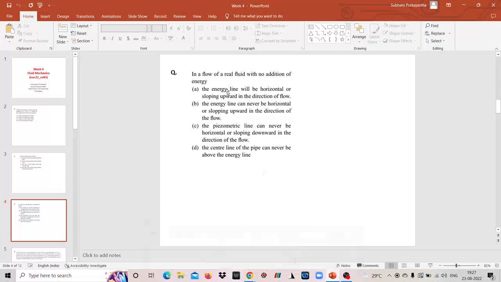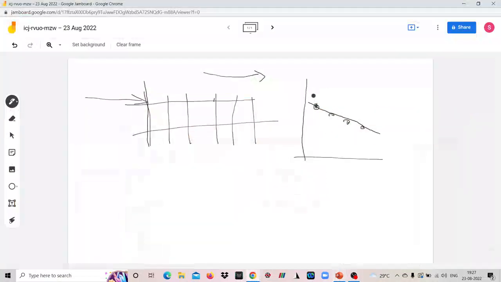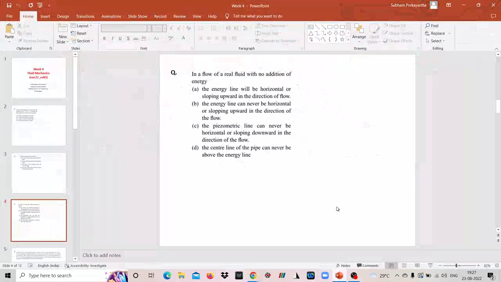Now, energy line will be horizontal or sloping upward in the direction of flow. So do you think a horizontal energy line is possible if the fluid is flowing? It is not possible, right? So you can discard option A. Let us look at option B.